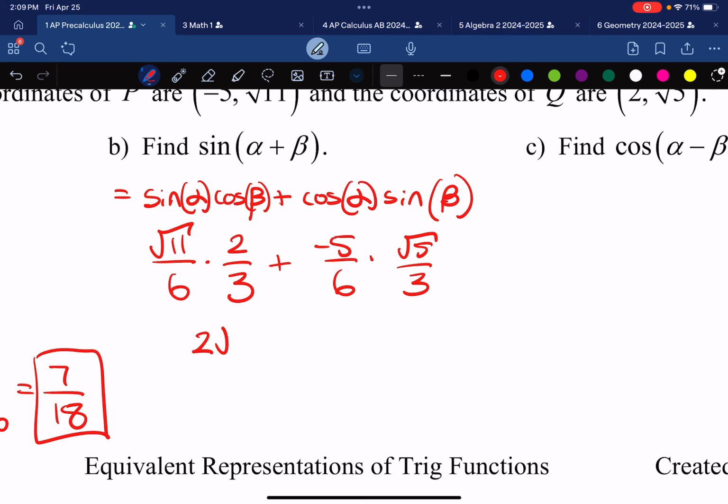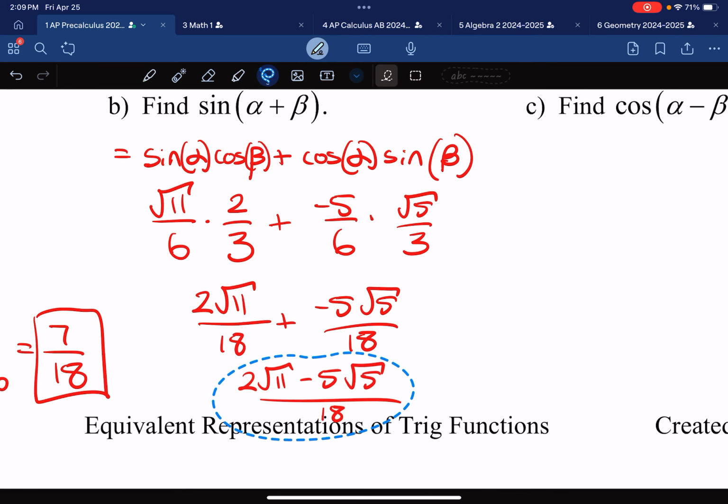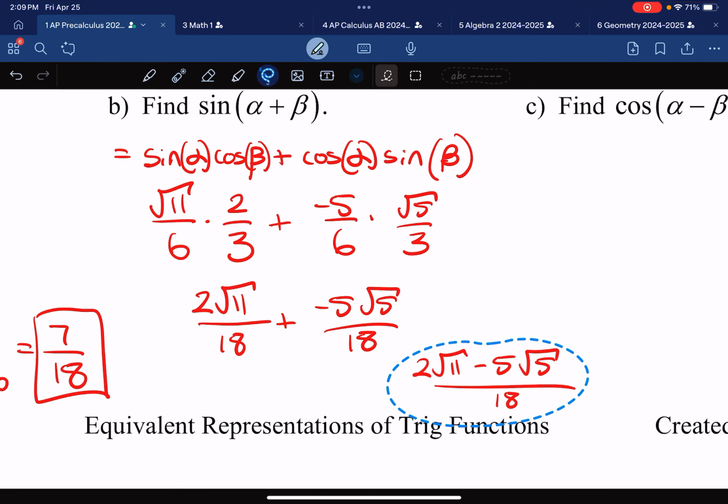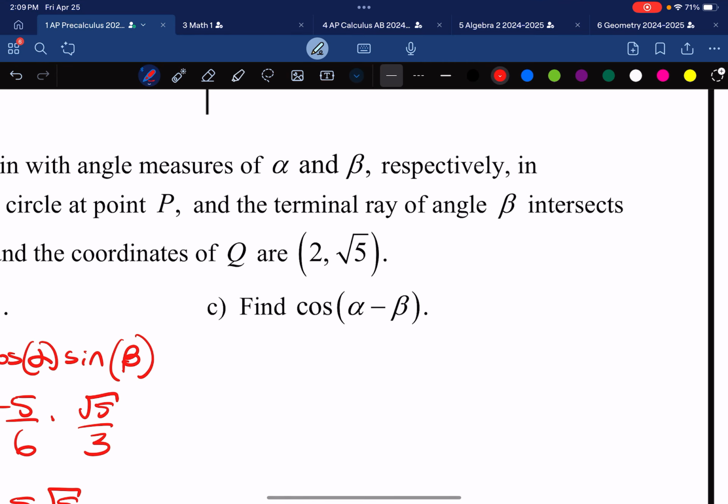I'm going to have 2 root 11 over 18 plus negative 5 root 5 over 18. And you put those into one giant fraction and call it a day. 2 root 11 minus 5 root 5 all over 18. Done and done. I can move this over here and box it. I just want enough room for my box. Ta-da. All right, let's try another one.